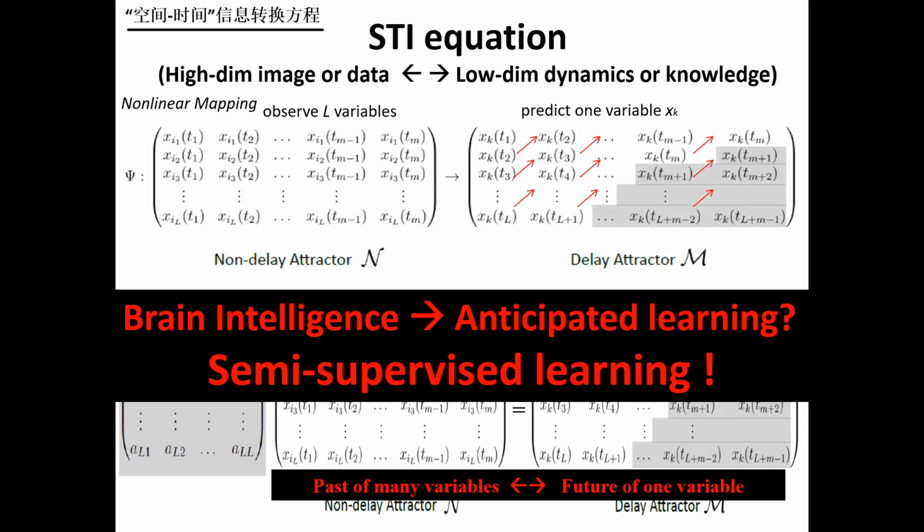Unlike AlphaGo, which just learns all the experience, all the behavior, humans can take predictive action. So this predictive action, we believe, may be related to this equation. This is my assumption.